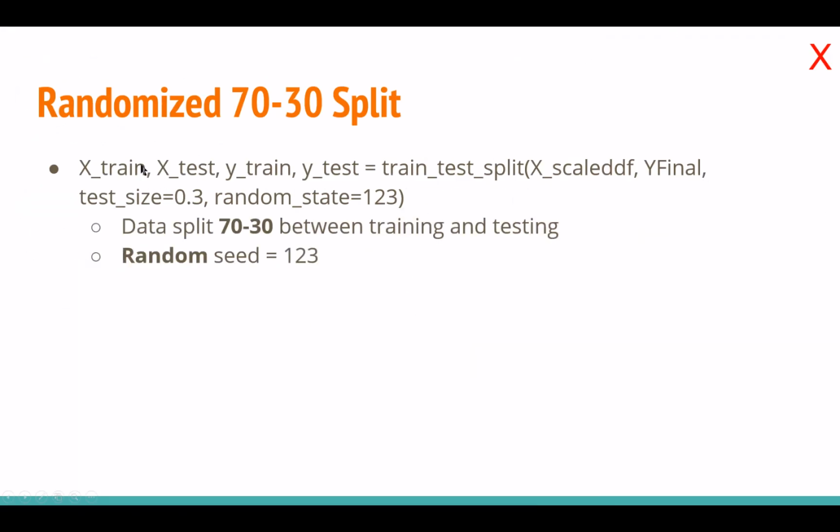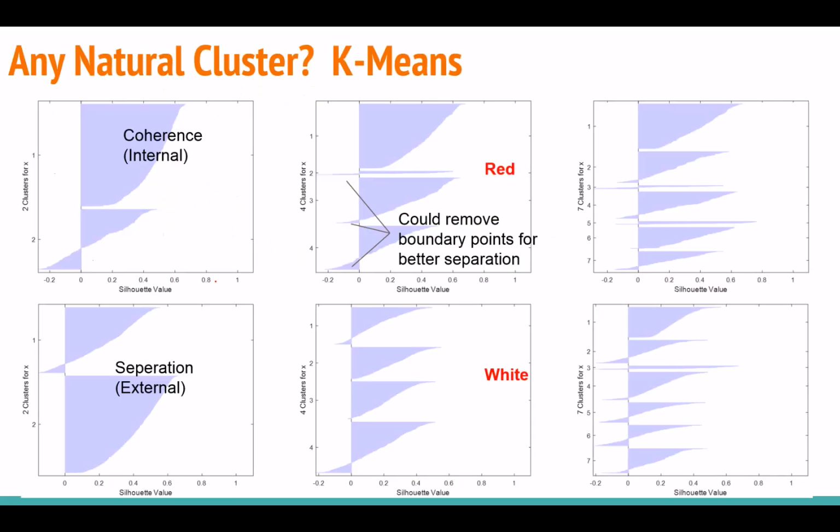So I use the Python code train test split. I'm doing a 70-30 split, which is reflected by this test size equal to 0.3. Random state is 1, 2, 3. Then we immediately look at clusters to see if there's anything natural that we can work off of. So we bin it by 2.